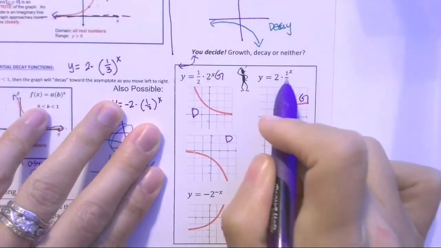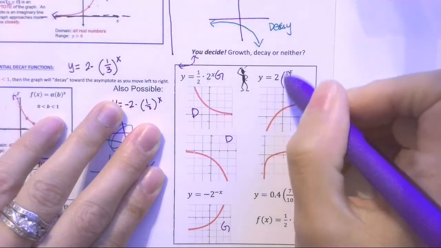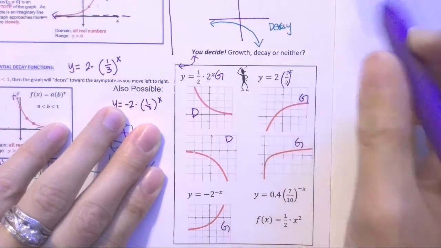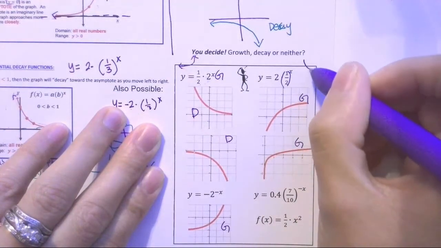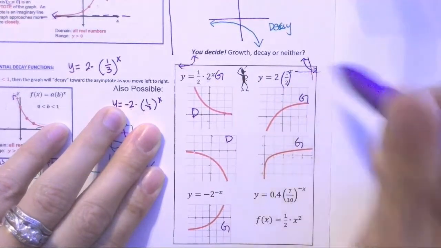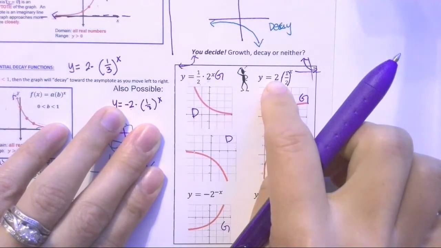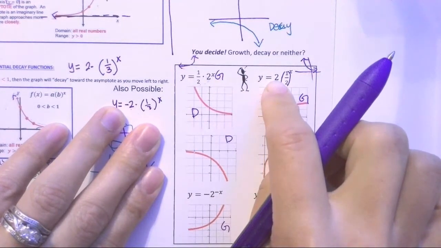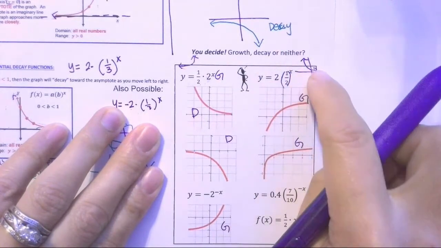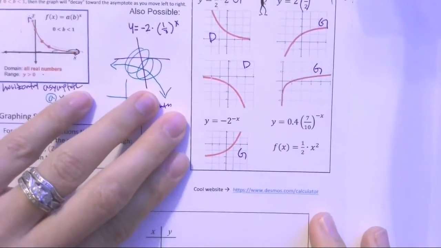Okay, let's do a free move practice over here. Look at this one. 2 times half to the x power. What is your base? Half. Okay, so as x gets bigger, it's going to get smaller. So it's going to be exponential decay to begin with. That looks like this. And now you look at the a value. A value is 2. Is that positive or negative? Positive. So do we do any reflection? No, we don't. So it's going to look like that. Is it growth or decay? Decay.